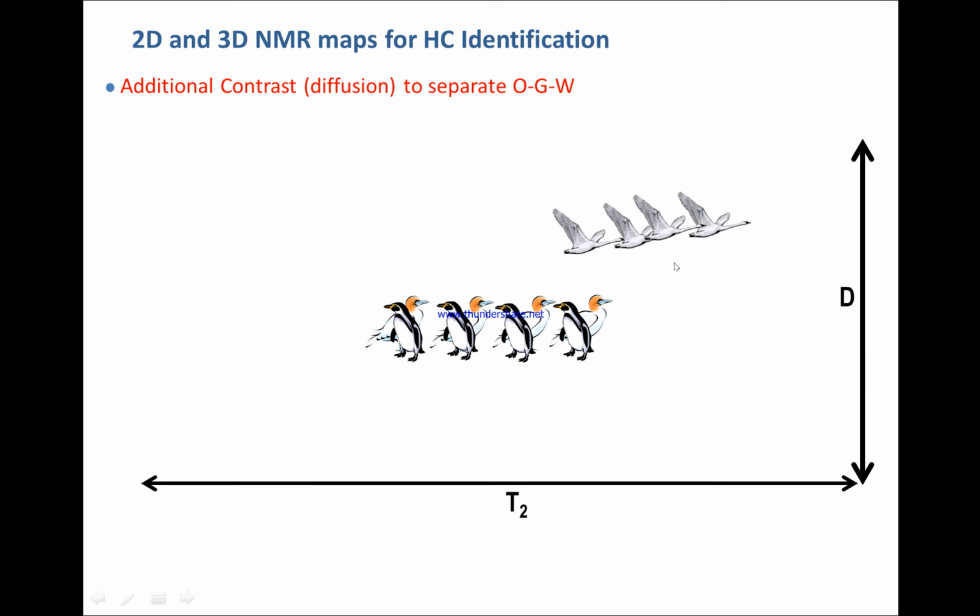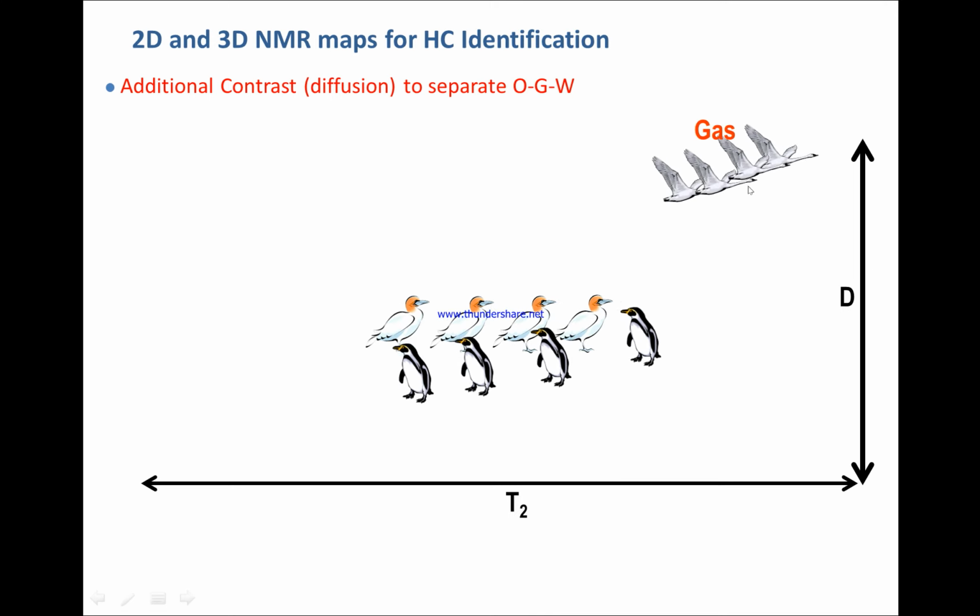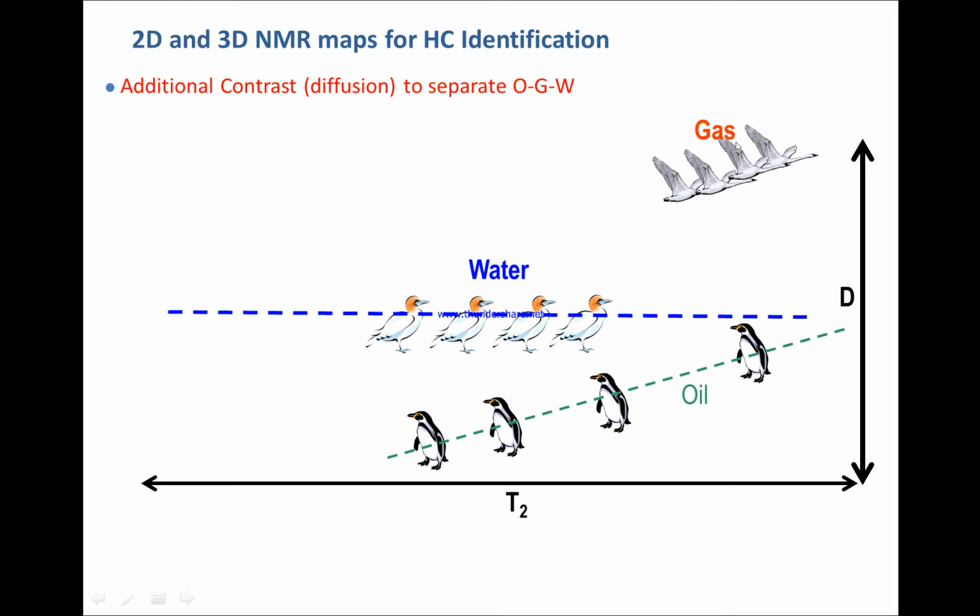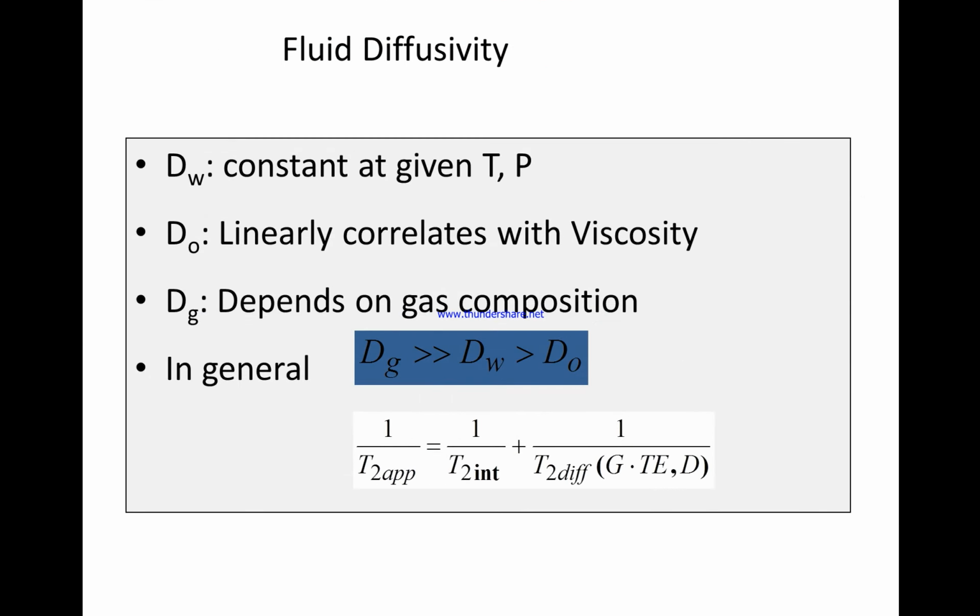For example, gas has a constant diffusion, water has a constant diffusion, but the oil has a different diffusion depending on the gradient of the oil in this case. So by using this kind of D-T2 map, with the T2 value and the diffusion on the X and Y axes, you can differentiate between the different types of hydrocarbon, because you have D of gas more than the water and more than the oil.